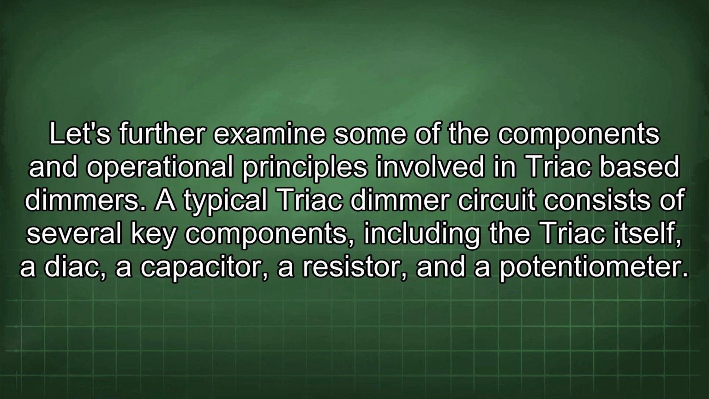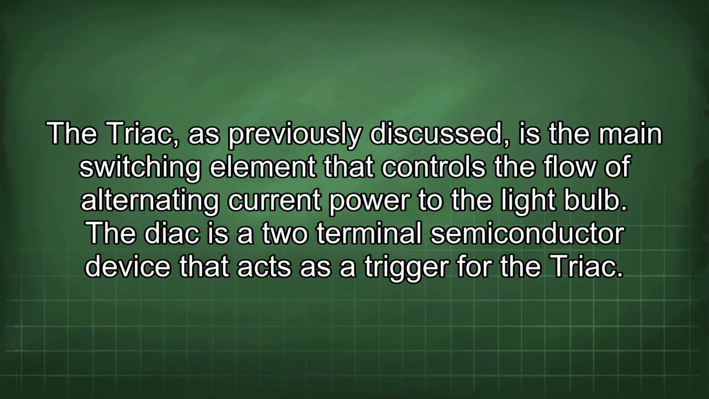Let's further examine some of the components and operational principles involved in triac-based dimmers. A typical triac dimmer circuit consists of several key components, including the triac itself, a diac, a capacitor, a resistor, and a potentiometer. The triac, as previously discussed, is the main switching element that controls the flow of alternating current power to the light bulb.